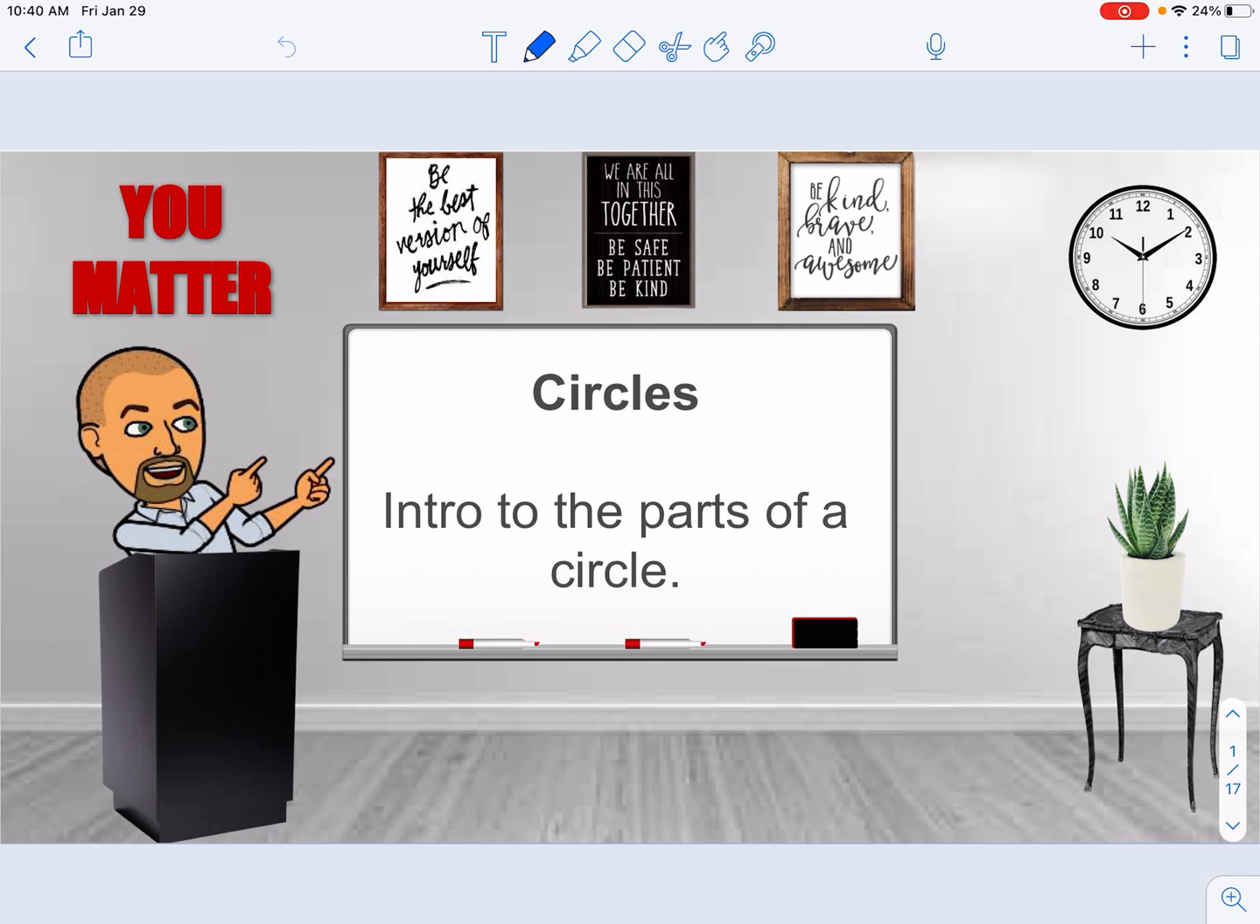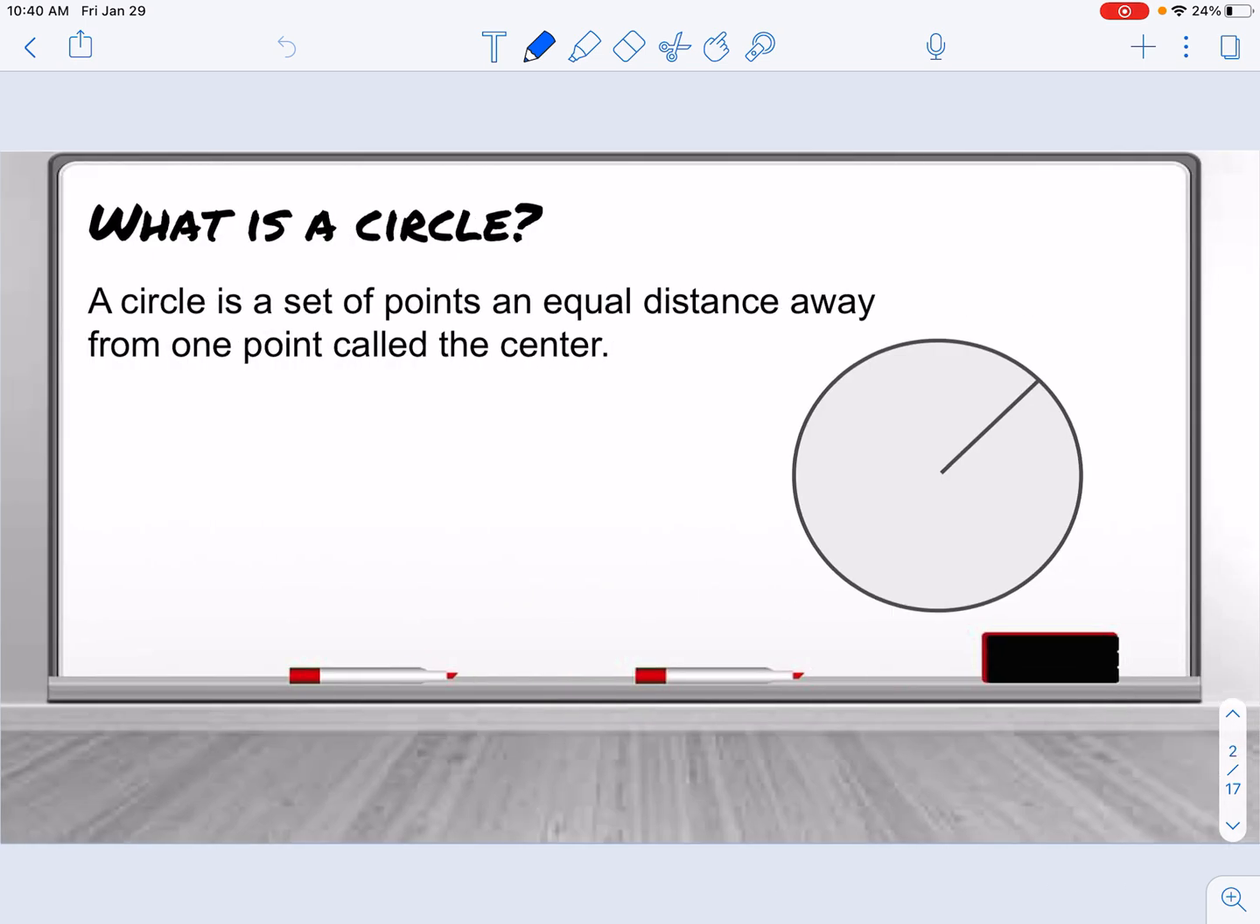Hey everyone, today we're going to learn about circles. We're going to learn what the parts of the circle are and how to find the circumference of a circle. So first, what is a circle? A circle is a set of points an equal distance away from one point called the center. So every point is an equal distance away from the center, and they're all connected to make a circle.